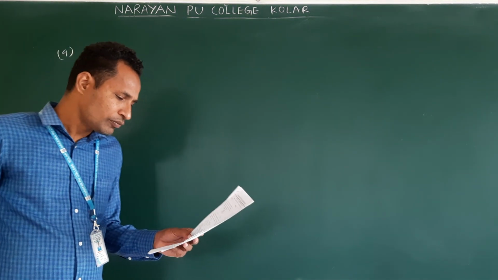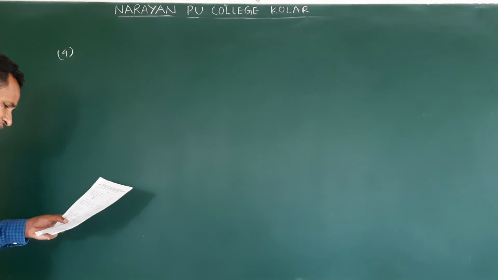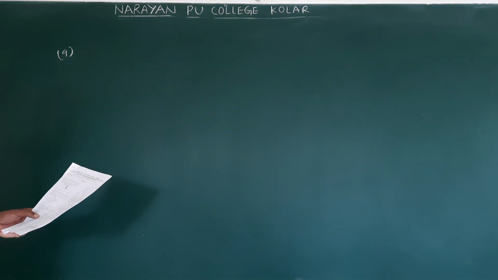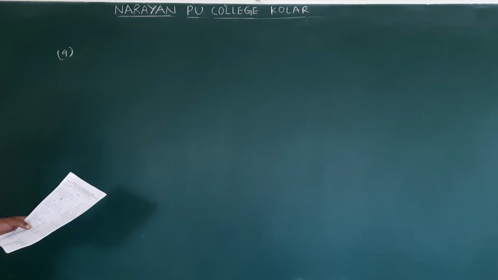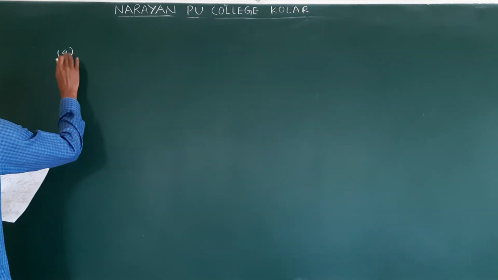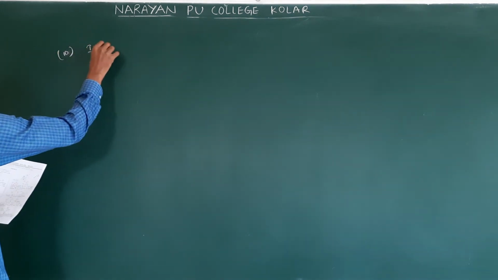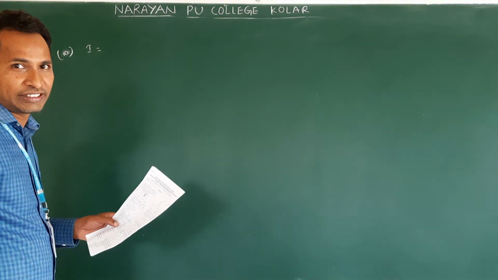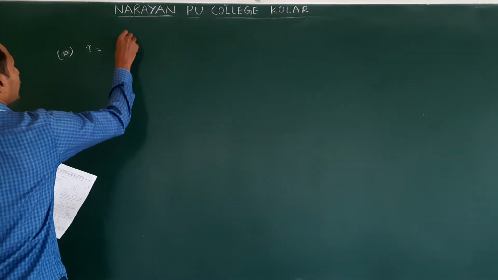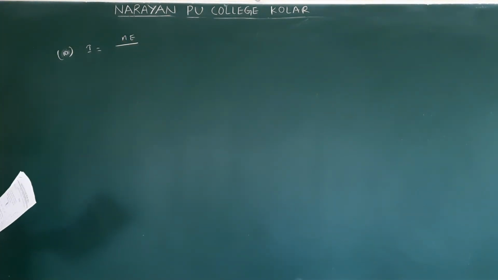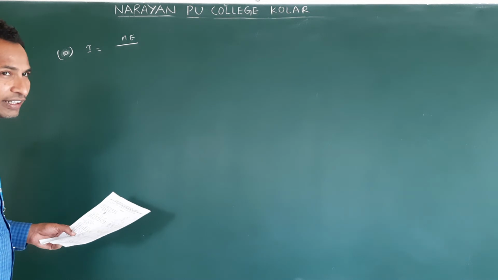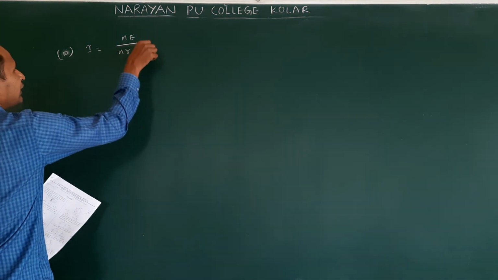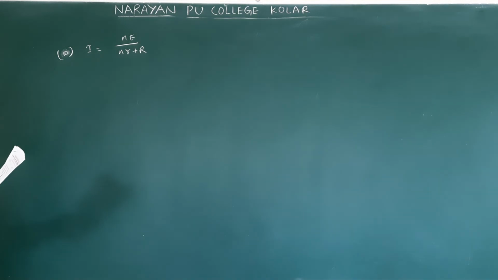Next, 10th one. N equal cells having EMF E and individual internal resistance r are connected in series in a circuit of resistance R. The same current will flow through the circuit when they are connected in parallel. When they are connected in series, what is the formula? I is equal to, for series combination, the EMF E1 plus E2 plus E3. How many are there? N are there, so nE. In the series combination, all internal resistances are in series, so nr. Externally connected is capital R. This is when they are connected in series.